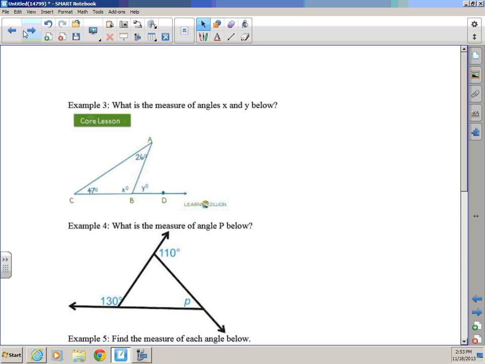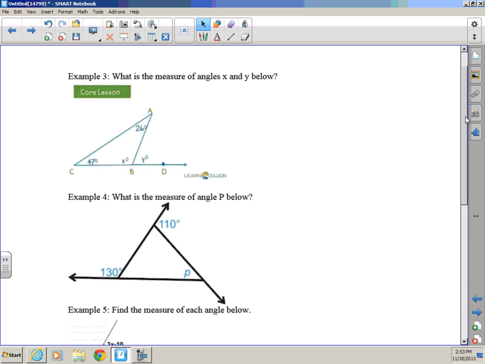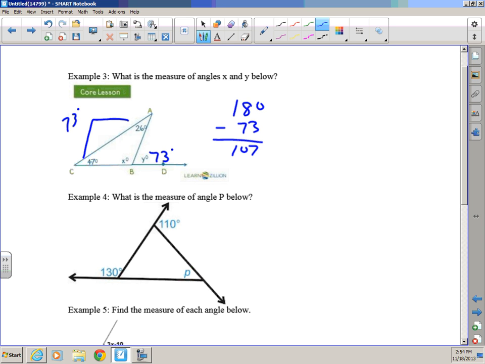All right, so let's look at some examples. And we could attack these a couple of different ways. These two angles total 73 degrees. Well, under the rule we just talked about, that makes Y 73 degrees. And you can check, because 180 minus 73 is 107. So 107, 47, and 26 add to 180, and 107 and 73 add to 180. Okay?